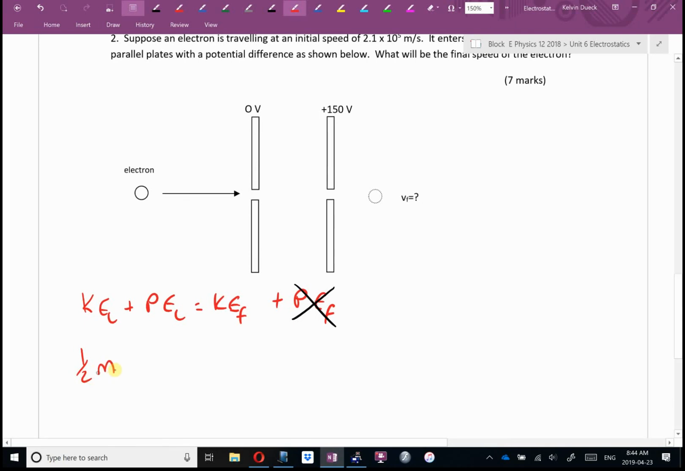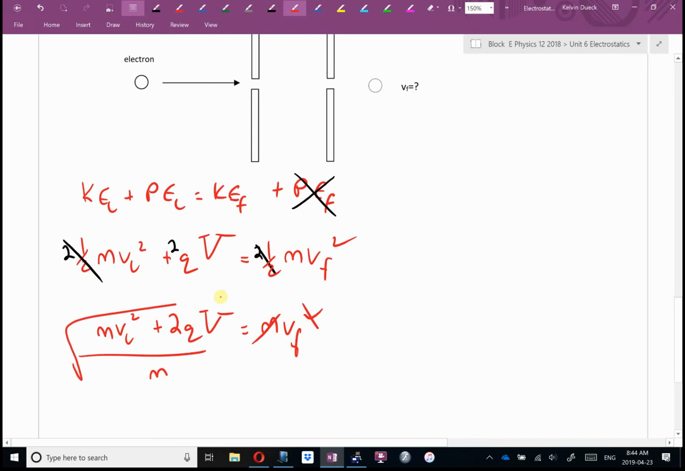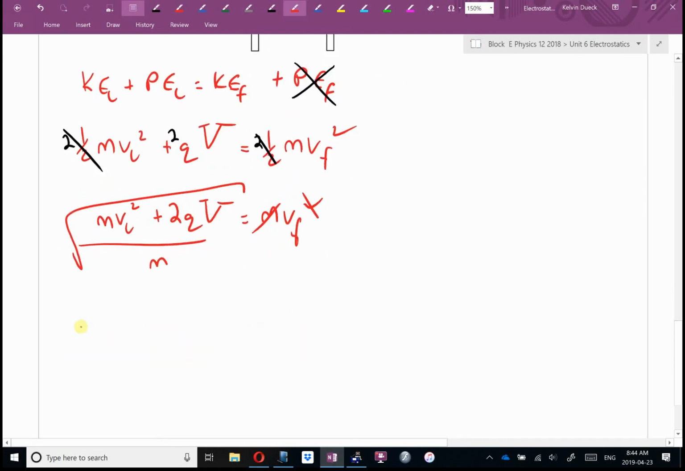A half m v initial squared plus qV equals a half m v final squared. I'm going to choose to multiply by 2, because that gets rid of the halves. It makes the equation a little bit nicer. I get m v initial squared plus 2qV equals m v final squared. And so now I can just divide by m, square root, and that'll get me there.